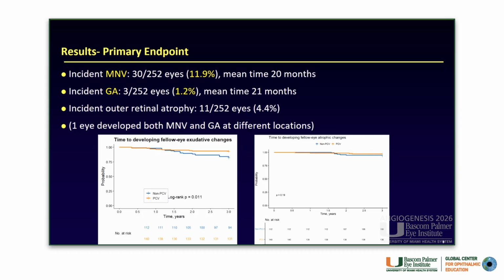This is pretty rare. We only had 3 eyes in the whole cohort, representing 1.2%. And again, the survival curves are shown bottom right. If we count additional milder types of outer retinal atrophy, then the rate goes up to 4.4%.